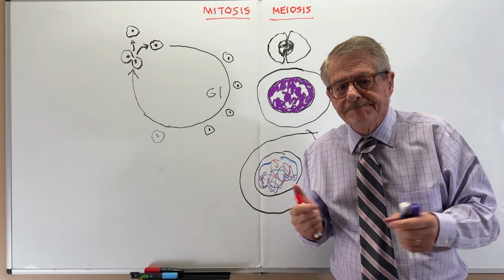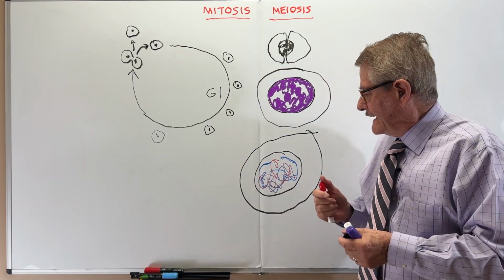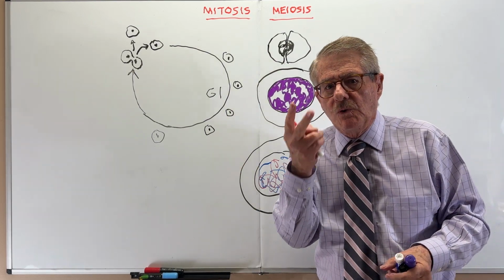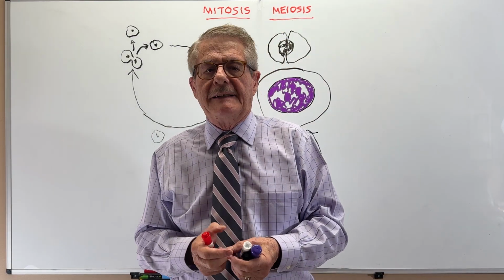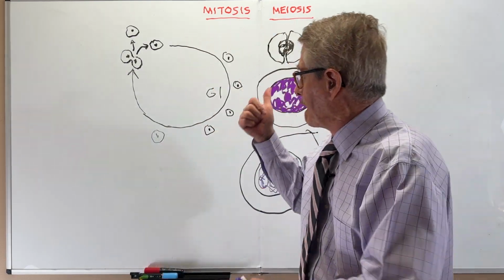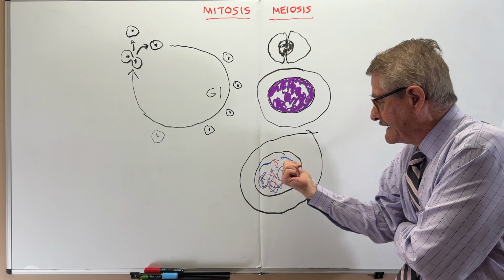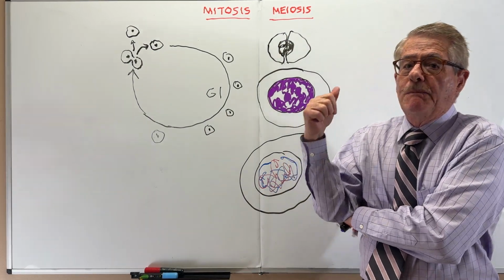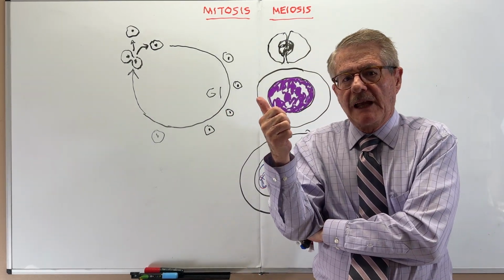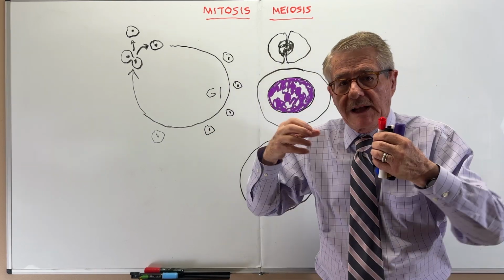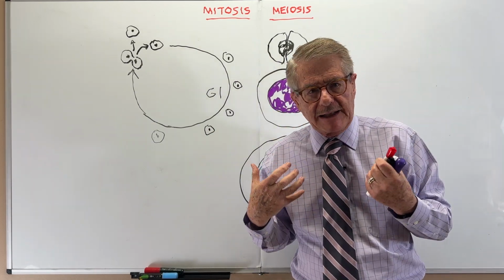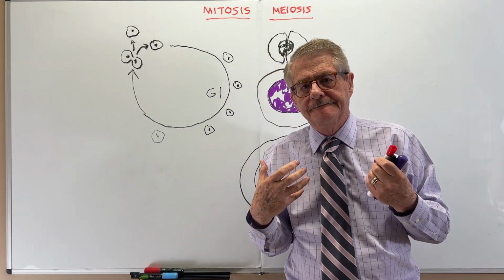Well, we have to have two conditions in order to divide a cell. First, the genetic material has to be duplicated in order for each daughter cell to get exactly the same amount. That's actually common sense, right?